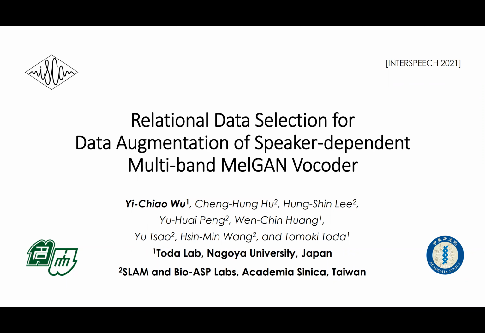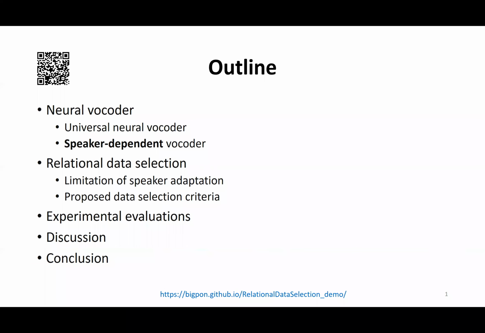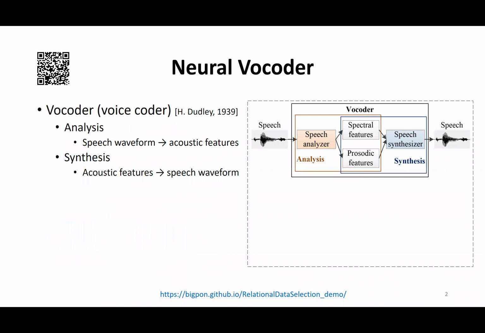Today I would like to introduce our cooperative work with Academia Sinica Taiwan, the relational data selection for data augmentation of speaker-dependent multi-band MelGAN vocoder. This is my outline. I will first introduce the basic idea of neural vocoder, and then the proposed data selection criteria. Both objective and subjective evaluation will be presented. In the end, I will give discussions and conclusions.